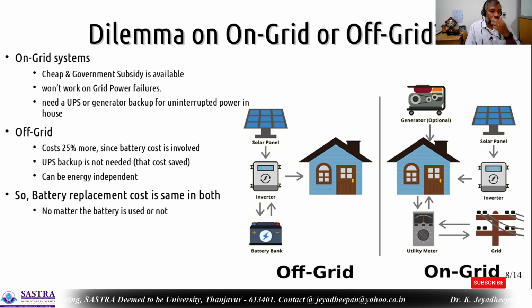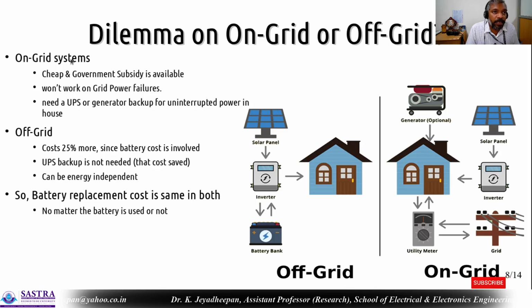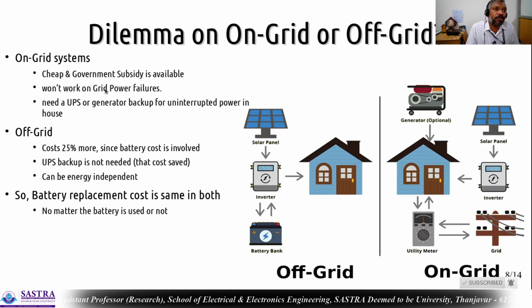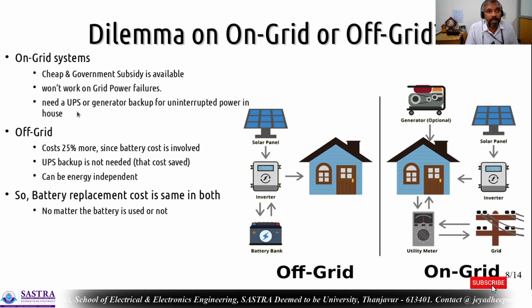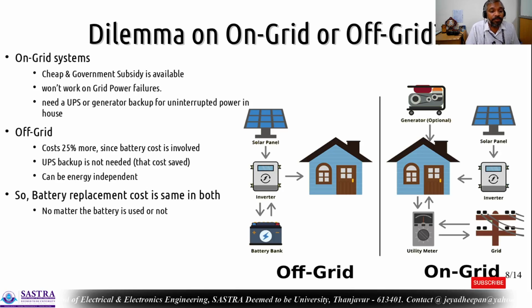And I already told you the battery replacement cost is the same in both the on-grid and off-grid systems. The on-grid system does not use battery backup, but it will not work during a grid power failure, so at that time you may have a UPS as battery backup. The batteries present in your UPS or generators need to be replaced, right? No matter whether the battery is used or not, after 5 or 7 years you have to change the battery. That is the life of your battery, okay?